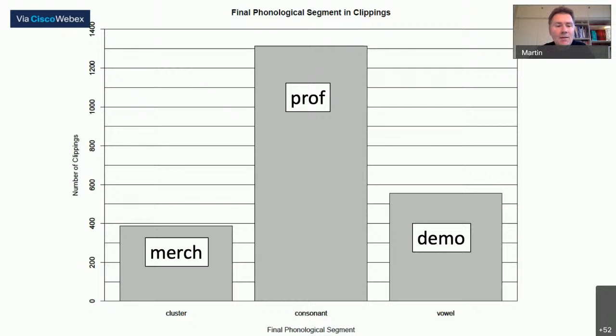We distinguish clippings that end in a consonant cluster, such as merch. And then we have clippings that end in a simple consonant, such as prof. And then we have clippings that end in a vowel, such as demo. And what you see in the graph is that consonant endings are the most frequent ones. And if we add up clusters and consonants together, it seems like about 75% of our clippings end in at least one consonant. And that in turn means that there's a large preference for closed syllables or even heavy syllables.